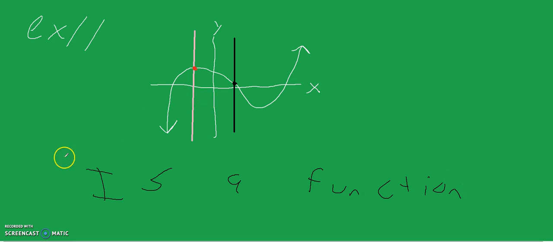So this is a function, and we say it is a function because it passed the vertical line test. I'm going to call it VLT. Alright, let's do another example.